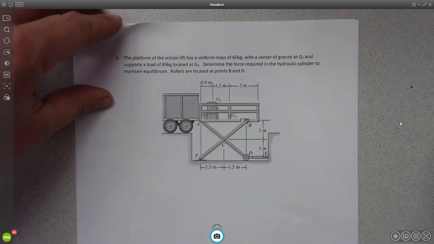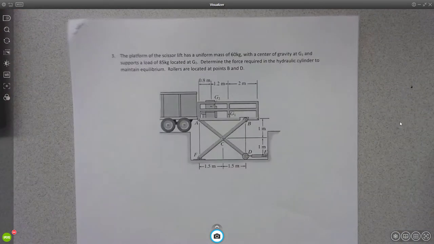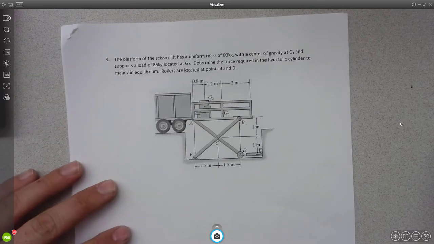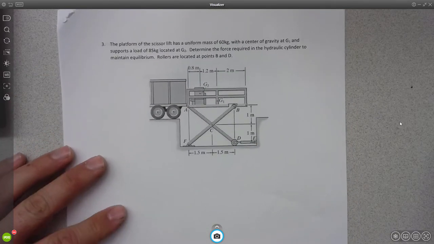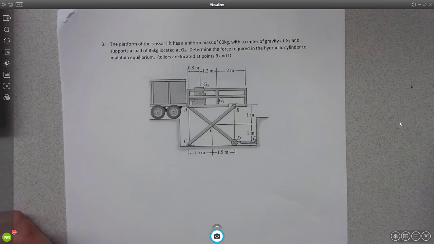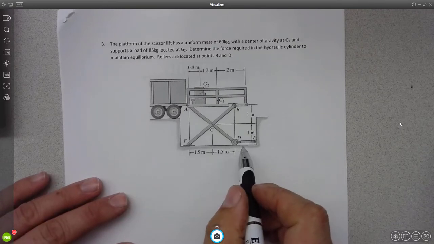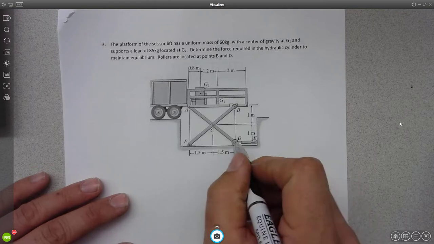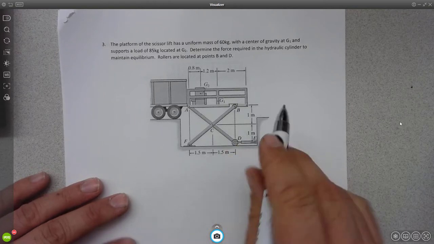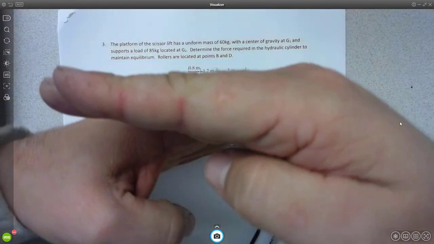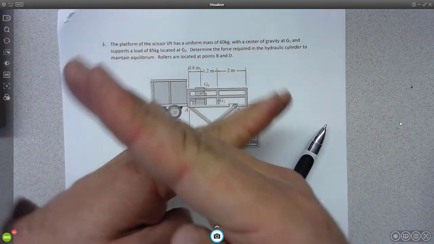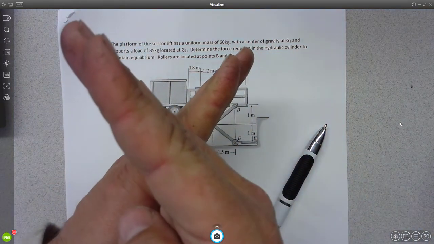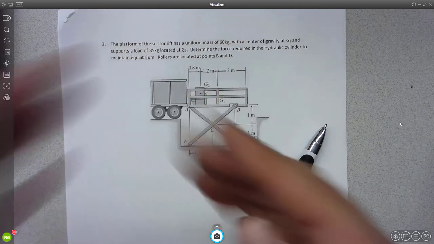A couple of things I found interesting were problems 3 and 4. So I just thought I'd review these. Problem 3 was a simple machine. You have this hydraulic cylinder, DE. This is a scissor lift. So the idea is that as you push it, it lifts up, right? As that hydraulic extends, it pushes up.